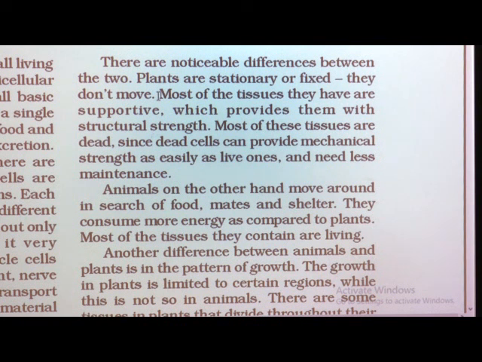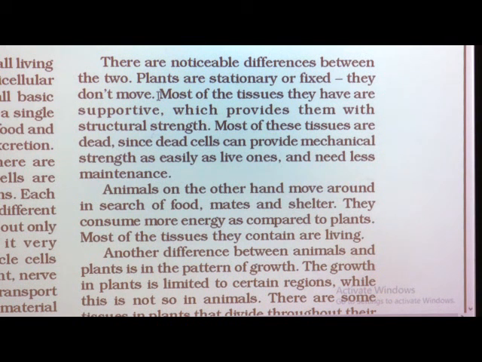Have you seen plants moving from one place to another? No, it is not possible. They are held intact in the soil with the help of roots of the plants, which means plants cannot move from one place to another place. That means they are stationary.